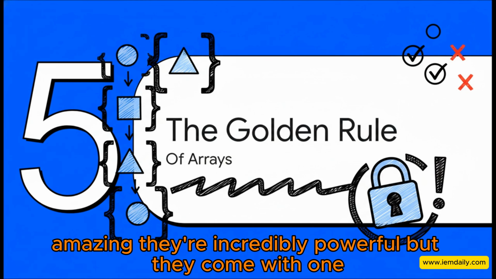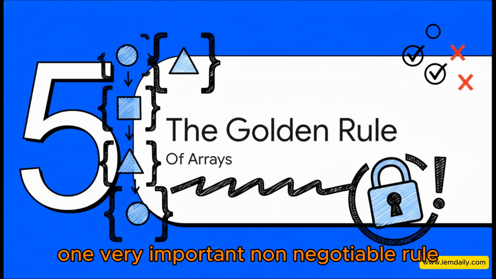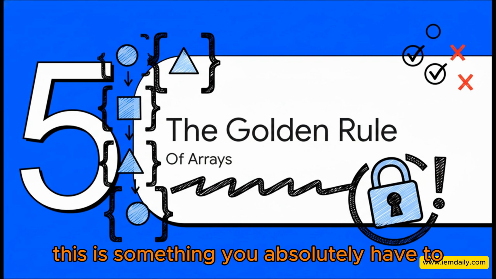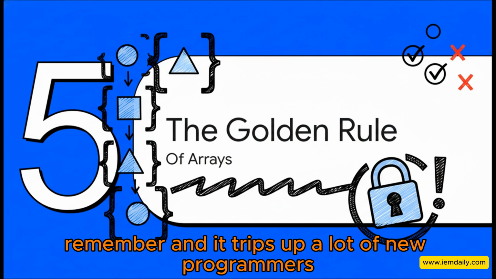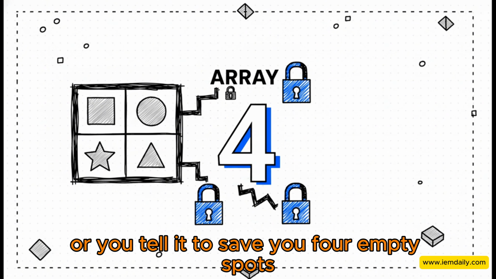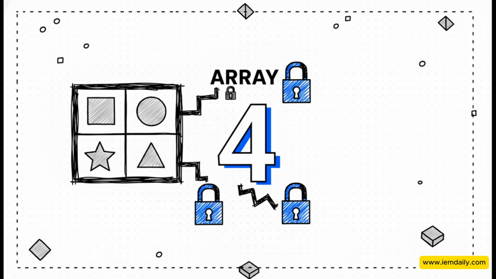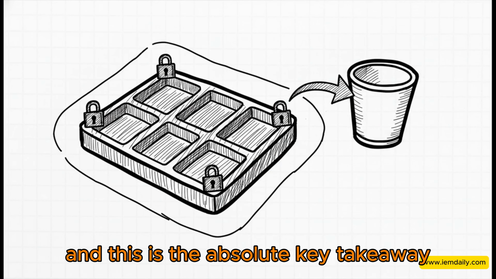Now, arrays are amazing. They're incredibly powerful, but they come with one, and this is a big one, very important non-negotiable rule. This is something you absolutely have to remember, and it trips up a lot of new programmers. Whether you create an array by listing 4 values or you tell it to save you 4 empty spots, that number, 4 in this case, is now set in stone. The size is fixed. And this is the absolute key takeaway.